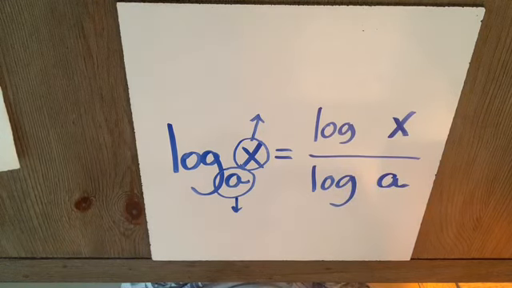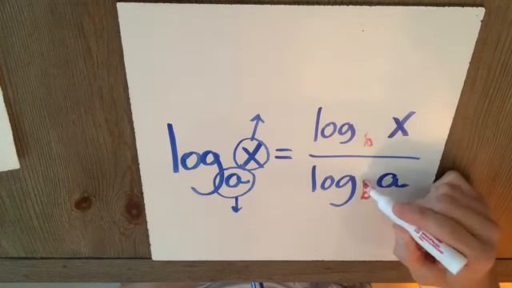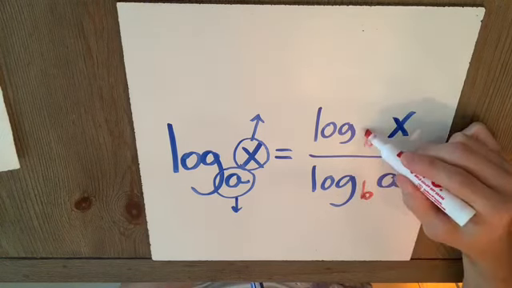Now, this would be log base 10 if I didn't write anything, and I can choose whatever I want. Well, that's awesome. I can choose whatever I want for the base. And that is the change of base formula. One log becomes two.